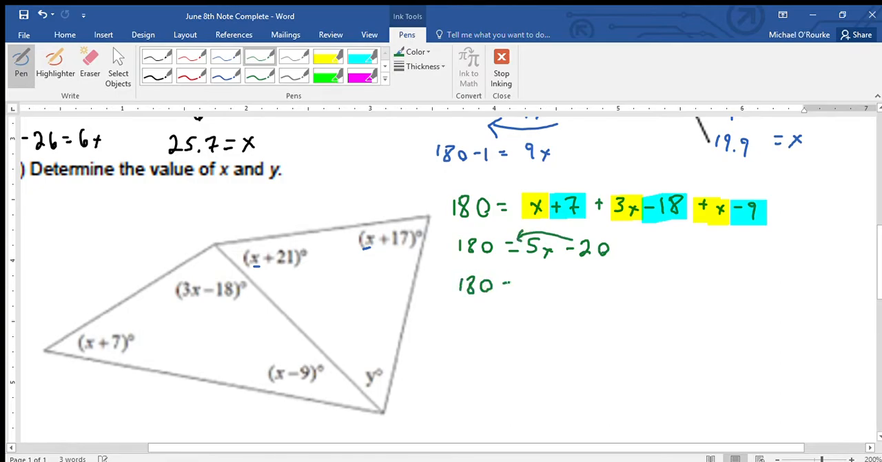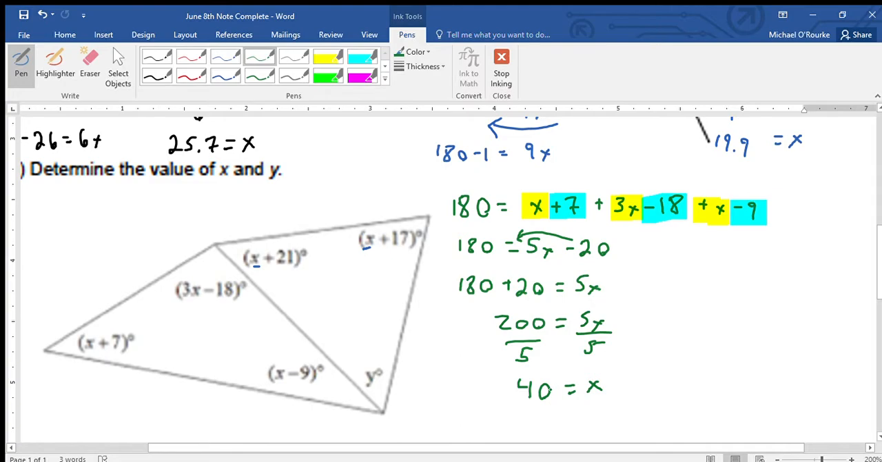So 180 plus 20 equals 5x, which equals 200, which equals 5x. Right here we divide by the coefficient. So x is going to equal, what's that, 10, 20, 30, 40? Yes, 40. So 40 equals x.